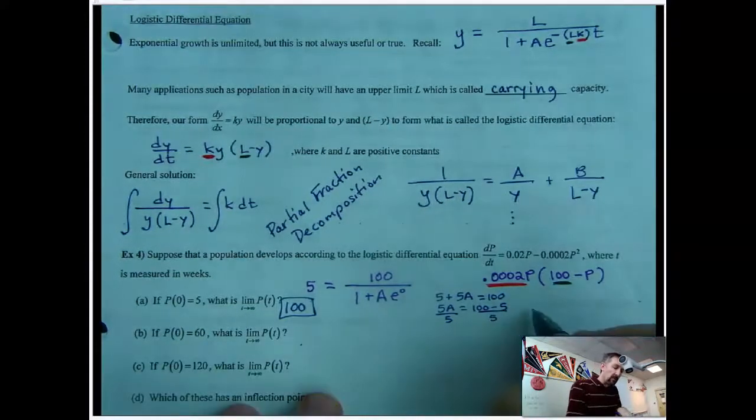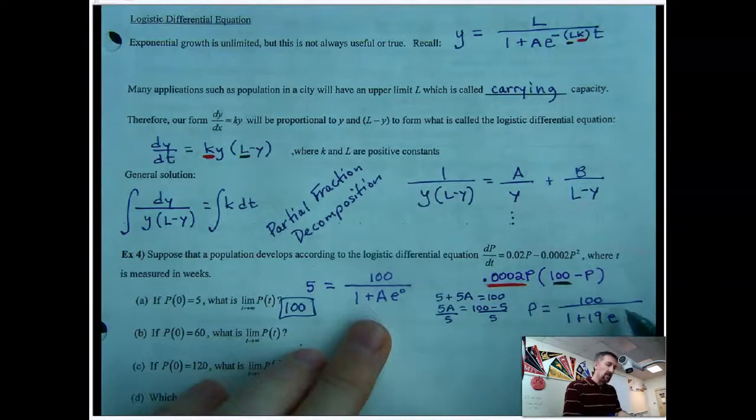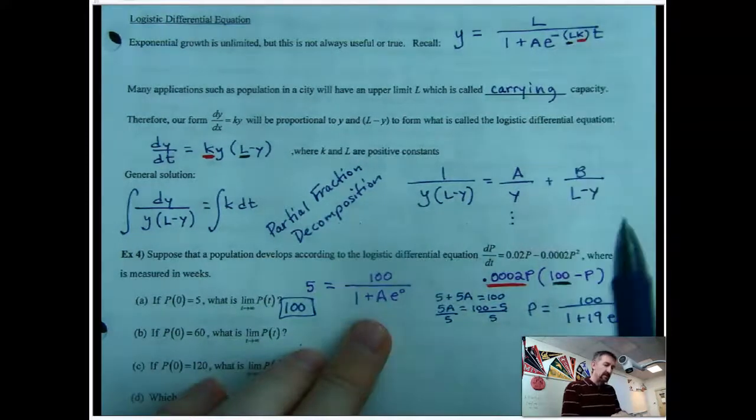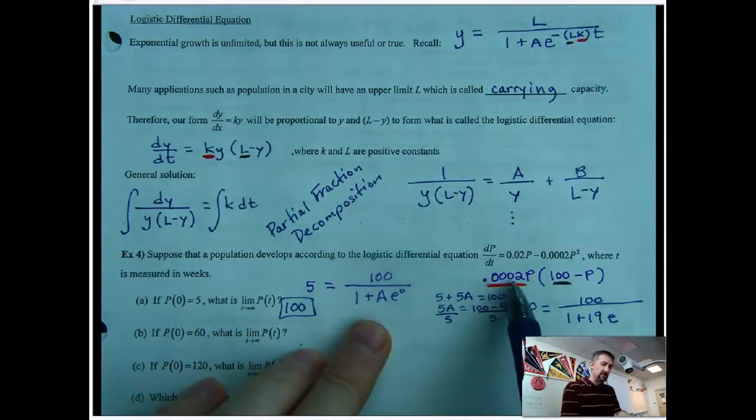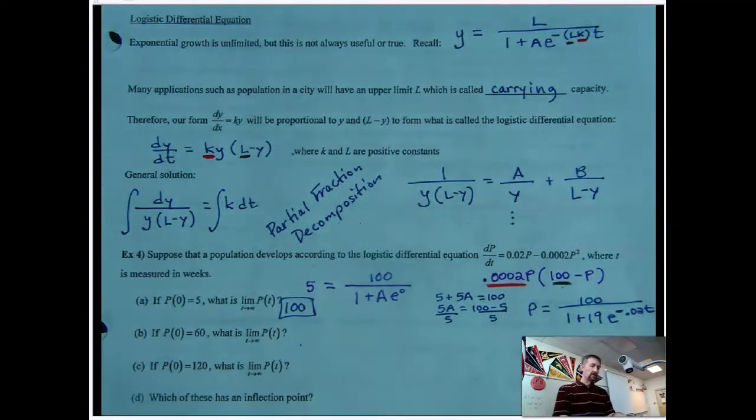Alright, but the formula is going to be 100 over 1 plus 19e. And remember, it's L times K. So K is 0.0002 and L is 100, so you move that over 2 places. So that's going to be negative 0.02 t. So that would be our formula there.